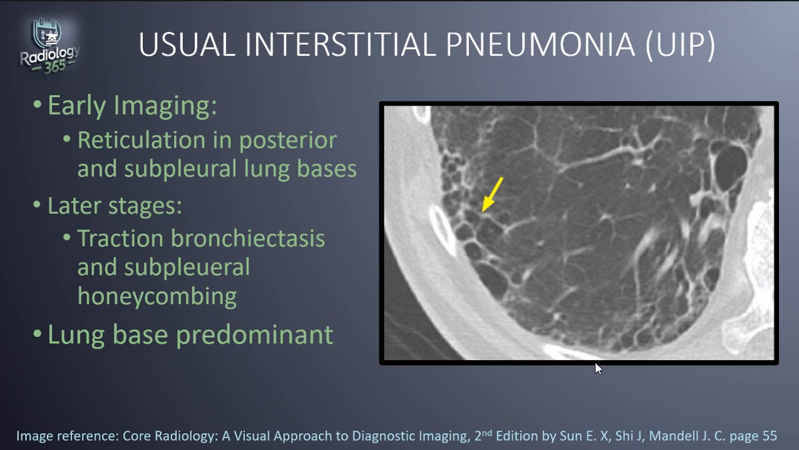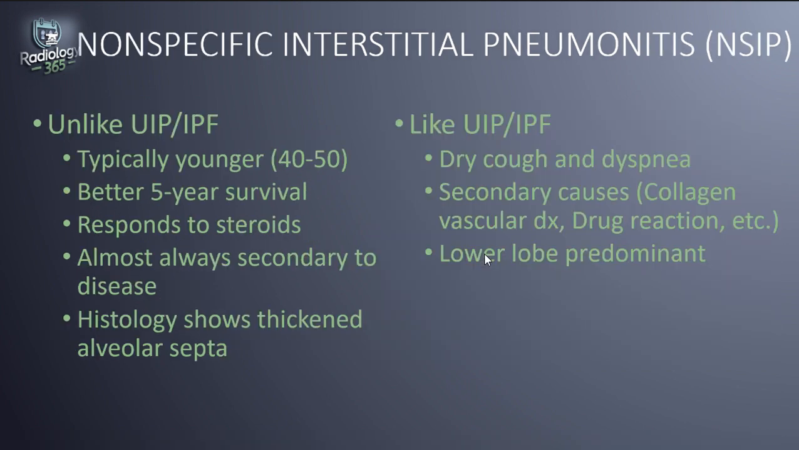So in this image, it shows a non-contrast CT with subpleural reticulations and honeycombing seen here. This was a case of UIP. Then the next one we'll talk about is non-specific interstitial pneumonitis pattern.